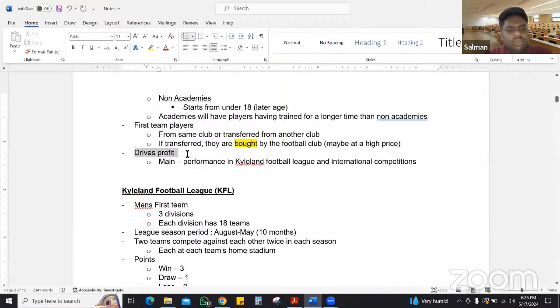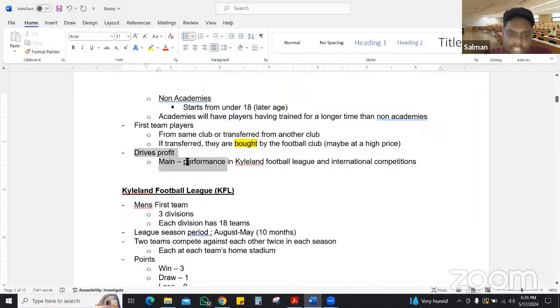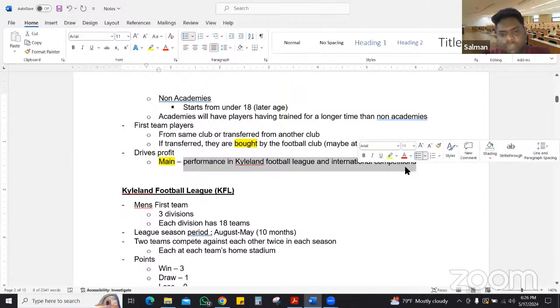So what drives profit? Yes, when selling football players we also make profit, but the main source of profit is the performance in the Thailand Football League and international competitions.